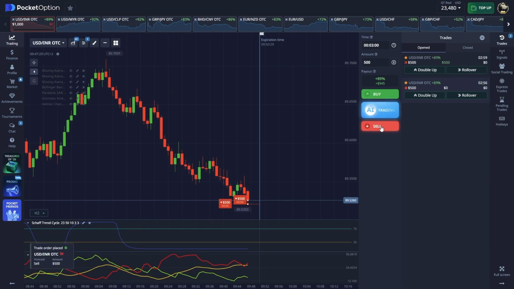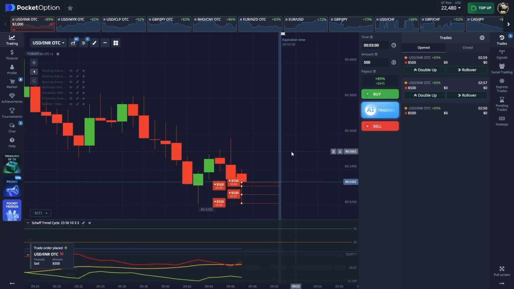Might have been a bit too hasty. I'll take some. If it pulls back, I'll take some more. But it's giving us a beautiful bounce here. Let's take some more here. Should have maybe waited for the close of this candle.